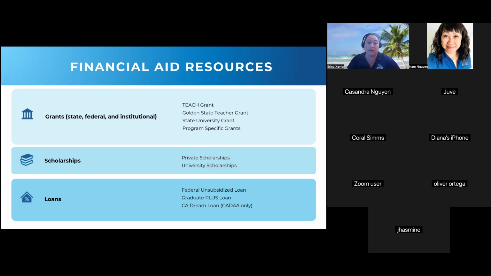The next topic would be scholarships. There are private scholarships that you would get from an outside agency, and then there are CSUSM specific scholarships. Loans for graduate students: there are federal loans, and there's the Dream Loan for our California Dream application students.